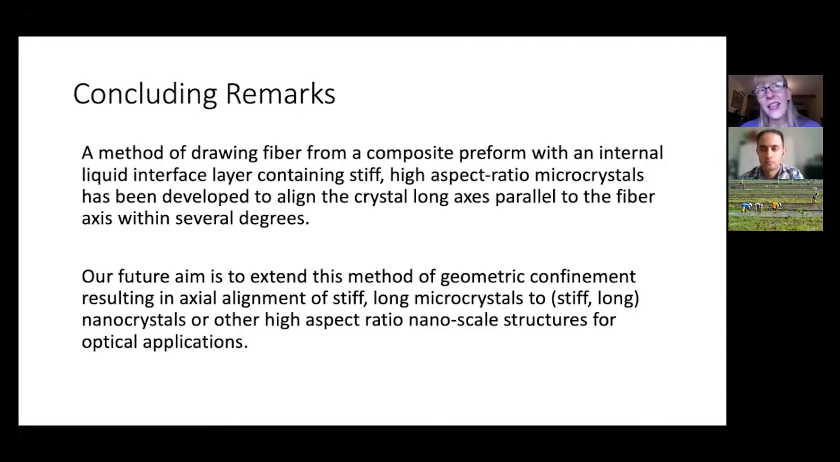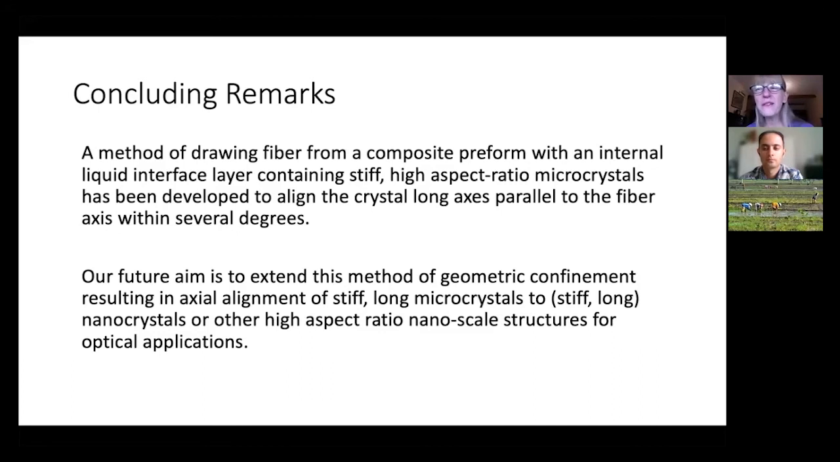And again, the exciting thing about this is that when you start out with a preform that's on the order of 0.5 meter or 1 meter, you end up getting fiber that's kilometers in length. So what makes me really, really happy about this is that we're talking about very small scale structures, but being able to align them over really macro scale lengths.